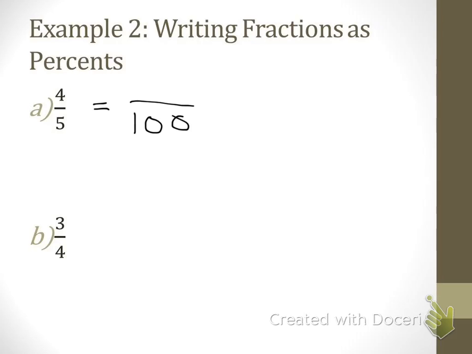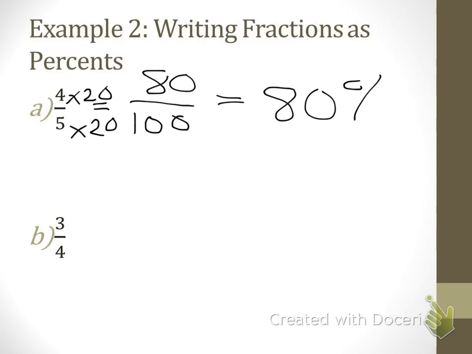So 5 times what equals 100? 20. And then 4 times 20 is 80. So I know that this fraction is equivalent to 80%. Okay? 80%. Like I said, this is a more simple fraction. You might already just know that 4/5 equals 80%.